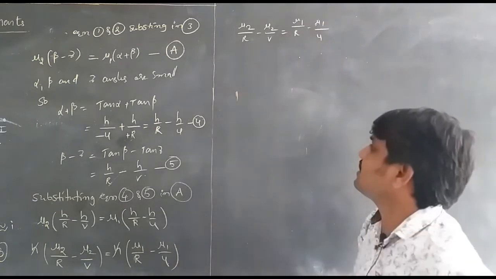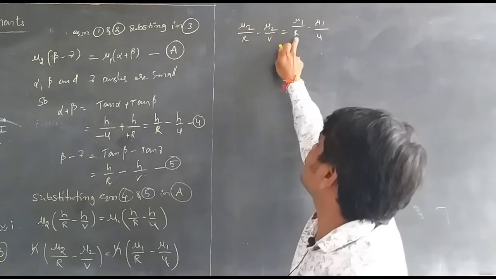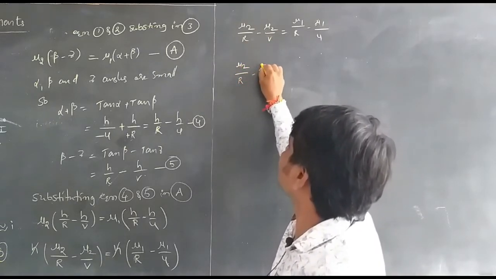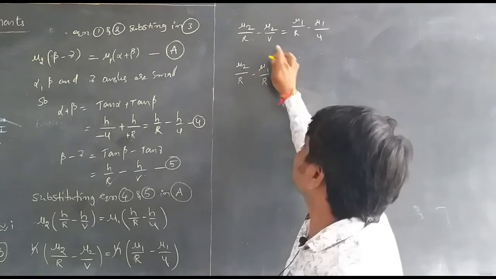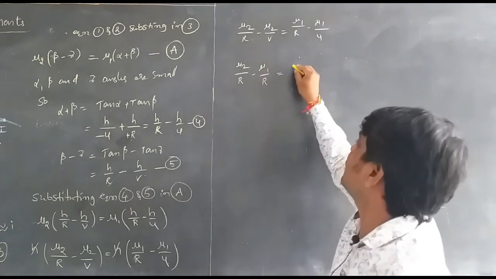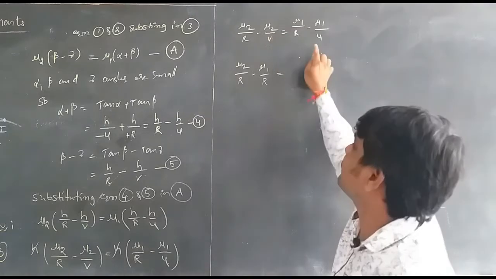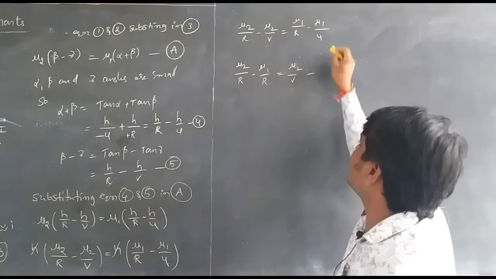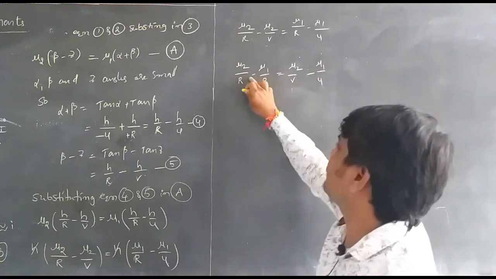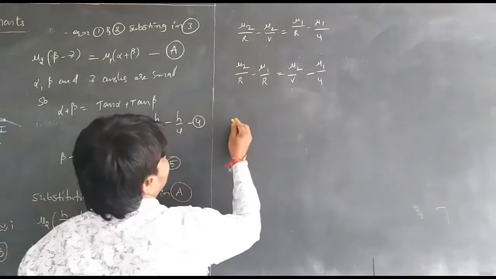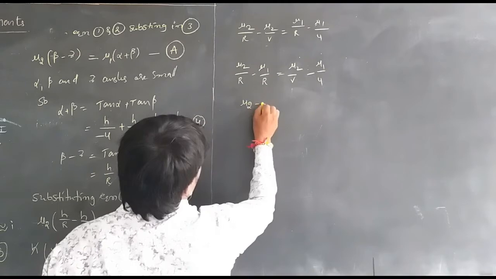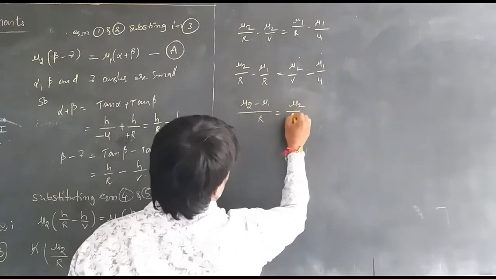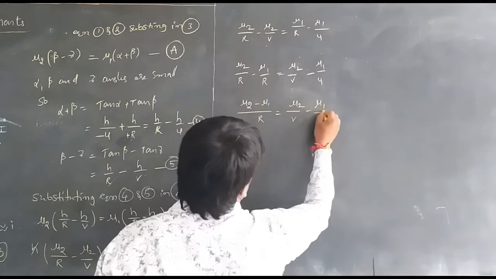From this relation we can write that mu2 by R minus mu1 by R is equal to, taking mu2 by v to this side, minus mu2 by v becomes plus mu2 by v, and here minus mu1 by u. By taking the LCM we get mu2 minus mu1 by R is equal to mu2 by v minus mu1 by u.